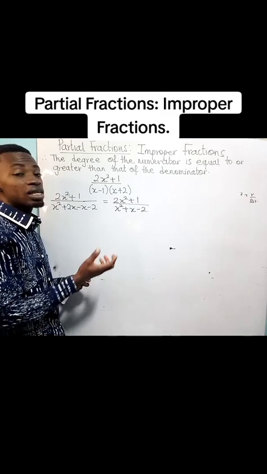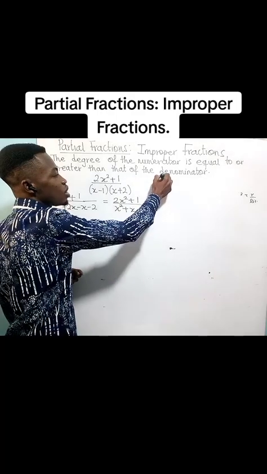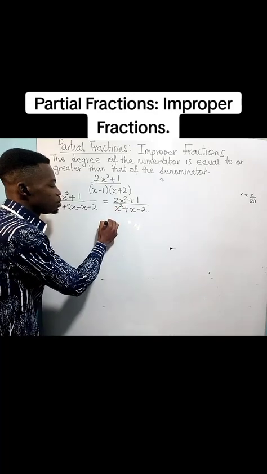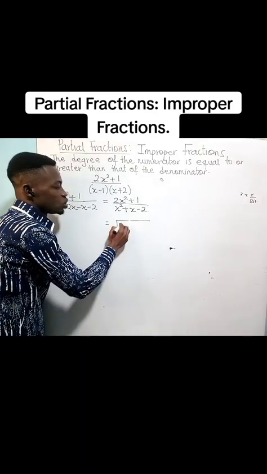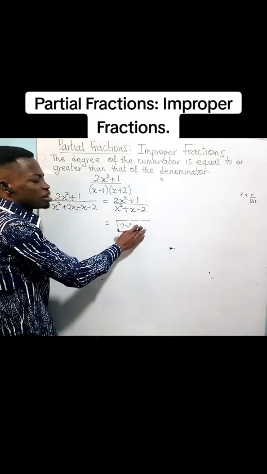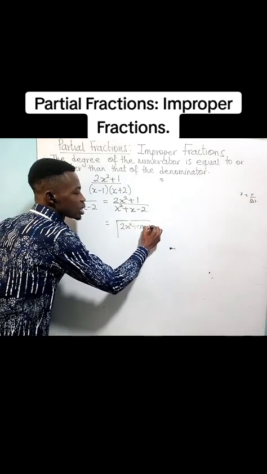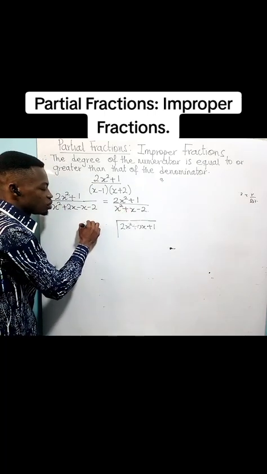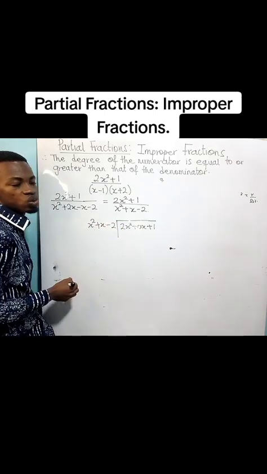Now, the next thing to do is to divide to obtain a quotient as well as a remainder. Here, by long division, this is our dividend. So we have 2x squared plus, now we don't have x here, so we introduce 0x, then plus our 1, divided by the denominator, which is x squared plus x minus 2.